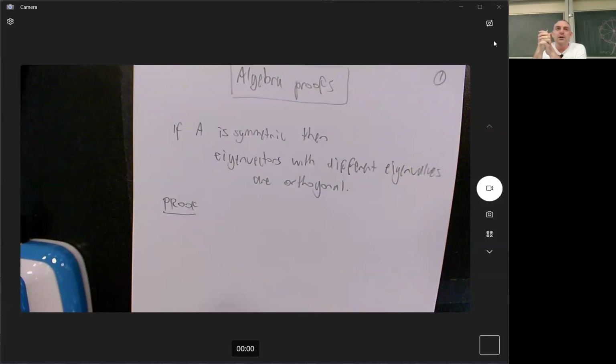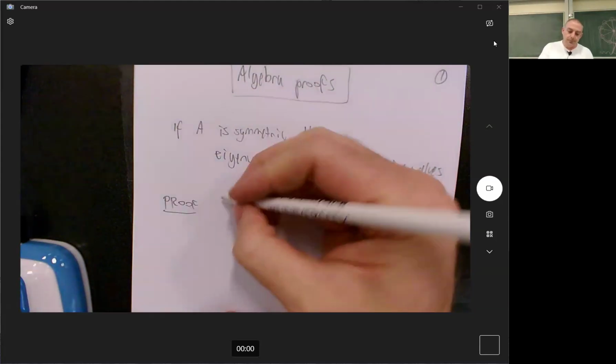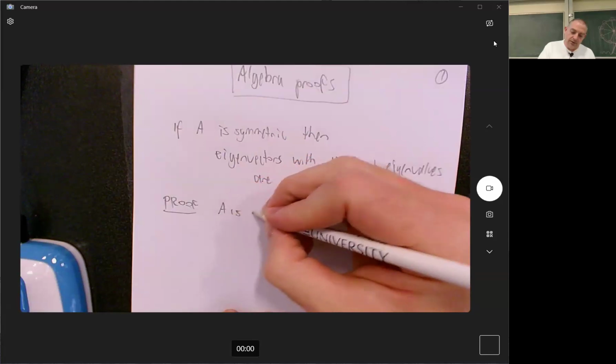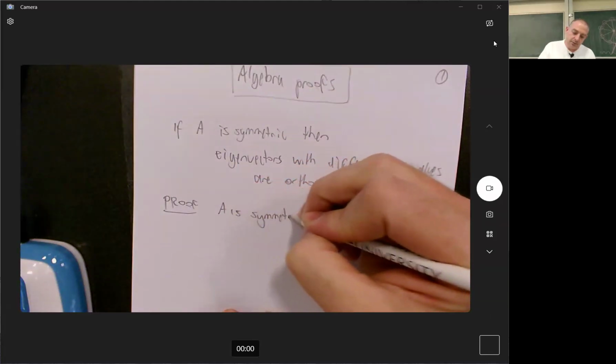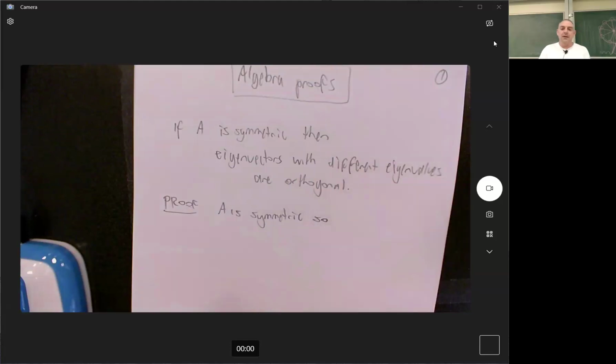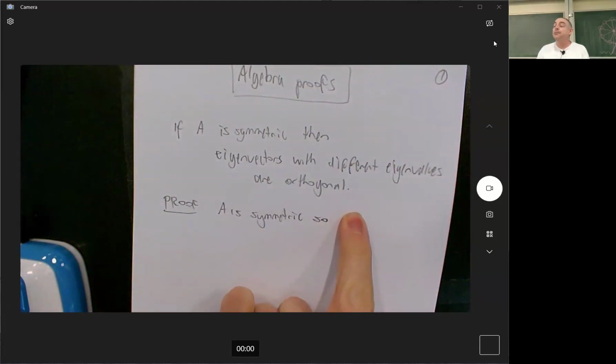So know what you've got to begin with and know what you're aiming for, and then know what the definitions of those things are and try and connect them up. That's the goal. And you can work from either direction if you need to. So A is symmetric, and then we can put a definition of what that means. Having eigenvectors, we need to have a definition of that too.